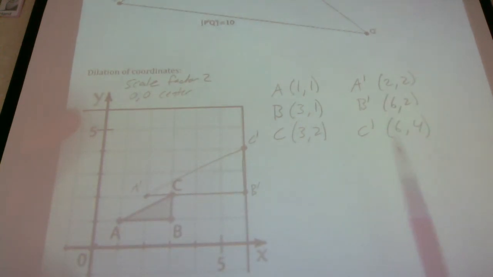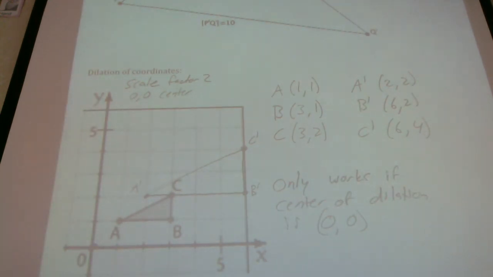So we can actually find the new coordinates of something that's dilated without even doing the drawing, because we can go straight from having the original coordinates, multiplying them by our scale factor, and then there's our new coordinates. However, there is one thing that we need to know about this. This only works if your center of dilation is 0, 0.